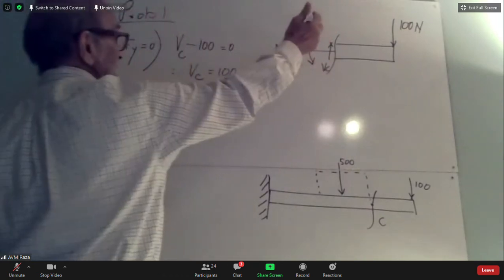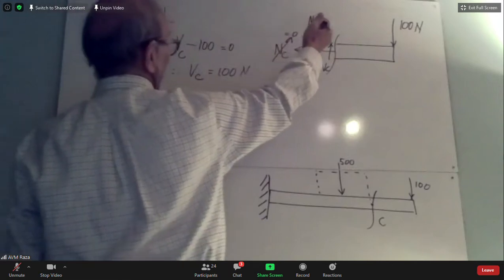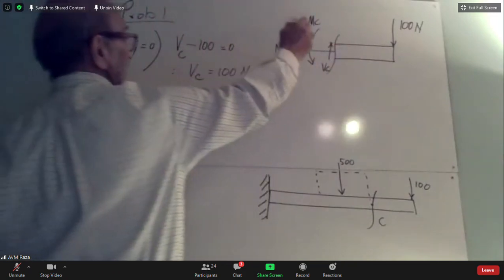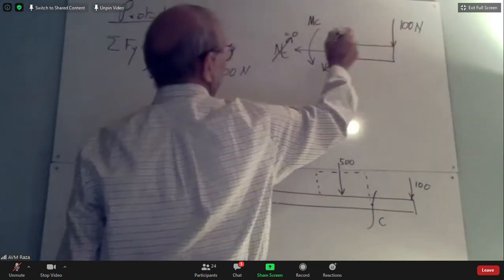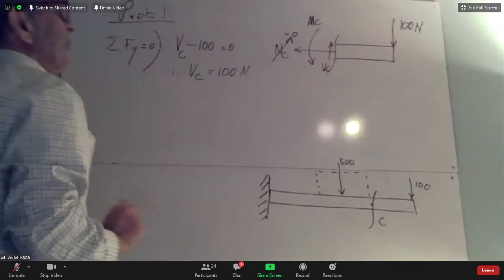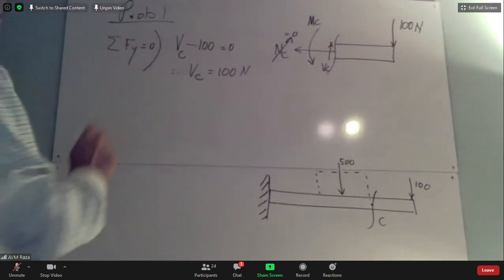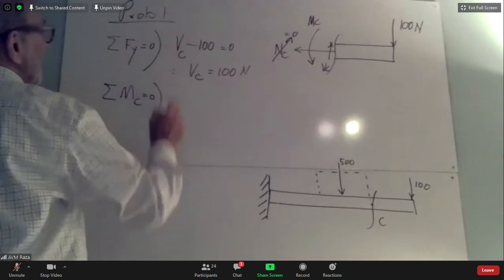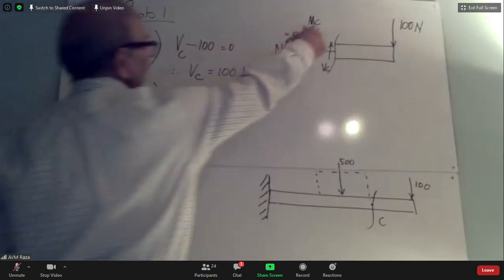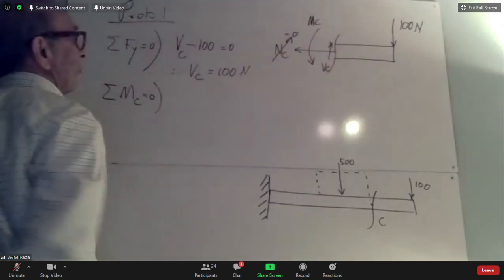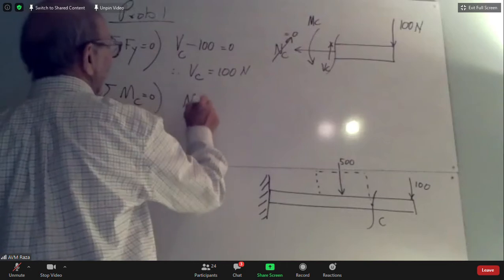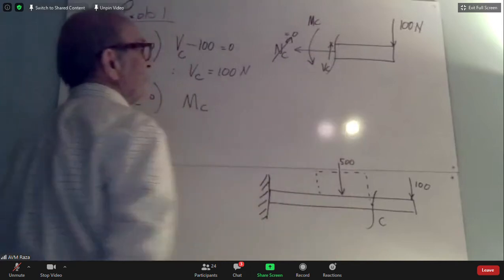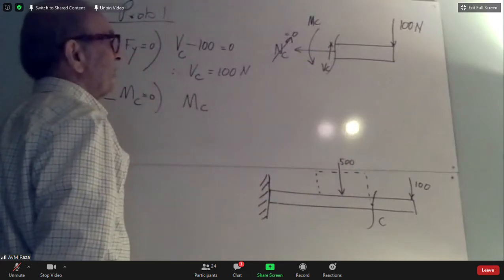Then the next thing is we want to find MC. Once again, we have to go to the third equation, the moment equation. And like I said, I always recommend that you take moments at this point or this point. It's best to always do it at this section. So sum of the moments at point C equal to 0, it will get me what? The first one is the moment itself and it is counterclockwise, so it will be positive, MC. And will this contribute anything to the moment at C? No, because the moment arm is 0.